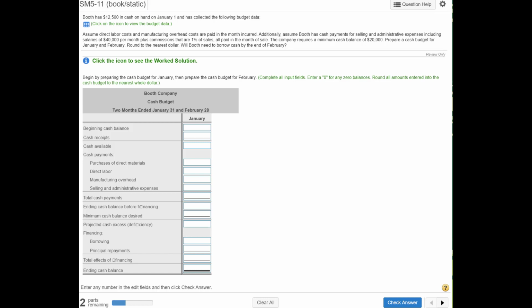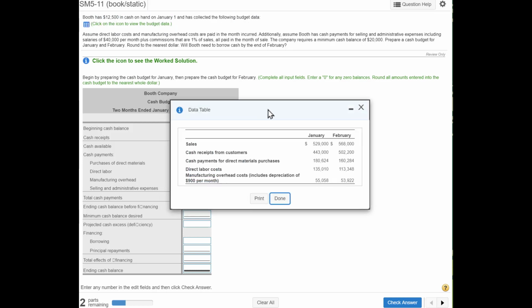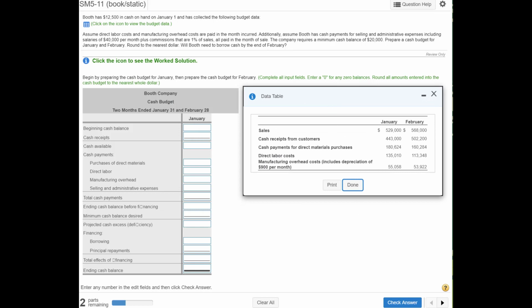Short exercise 22-11. We're going to create a cash budget. The name of the company is Booth Company. Booth has $12,500 in cash on hand on January 1st and has collected the following budget data. We've got sales, cash receipts from customers, cash payments for direct material purchases, direct labor costs, and then manufacturing overhead costs. But this includes depreciation of $900 per month.